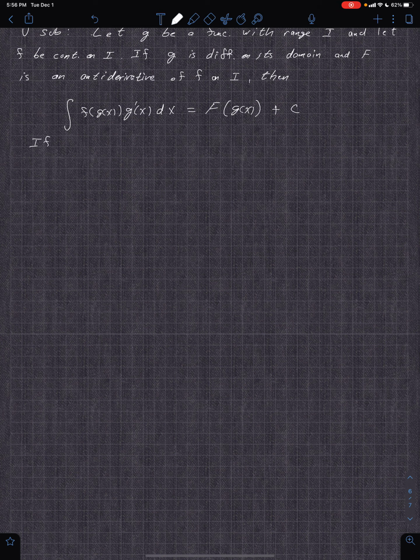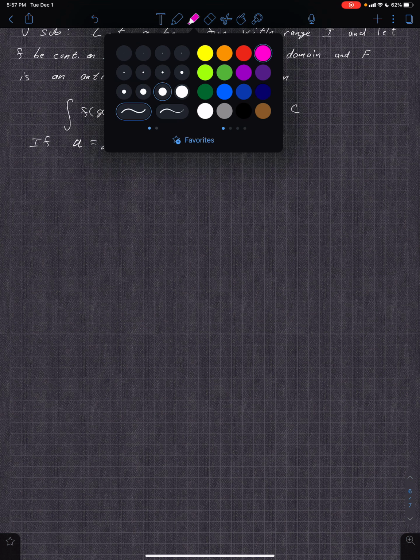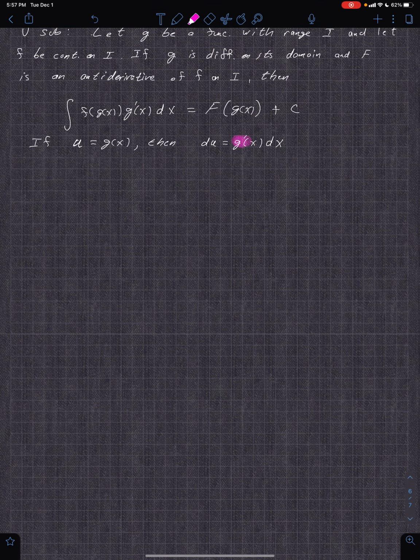So then details with u. Basically your u is that inside function. So if u is equal to g of x, then du is equal to g prime of x dx. And so that's what you look for. You look for this, g prime of x dx. And then you make your substitution for the u. You put it in. Okay, so you get that.